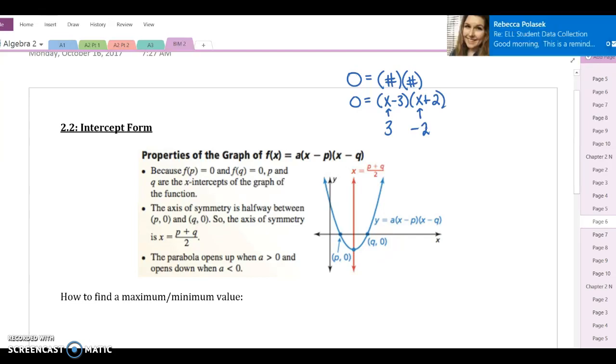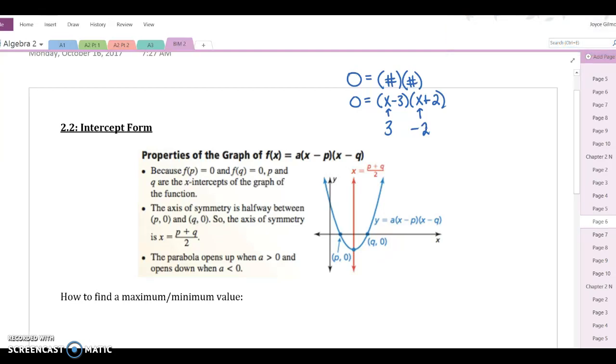That concept, which is called the zero product property, simply means if you end up with 0 as the result of a product, like multiplication, it means that one of those things has to be 0 or both of them have to be 0. This ties into intercept form because that's exactly how you find the x-intercepts for the equation. So intercept form is helping you find the x-intercepts.